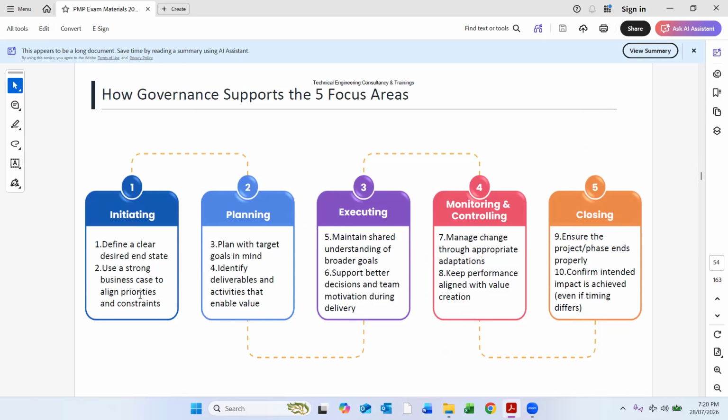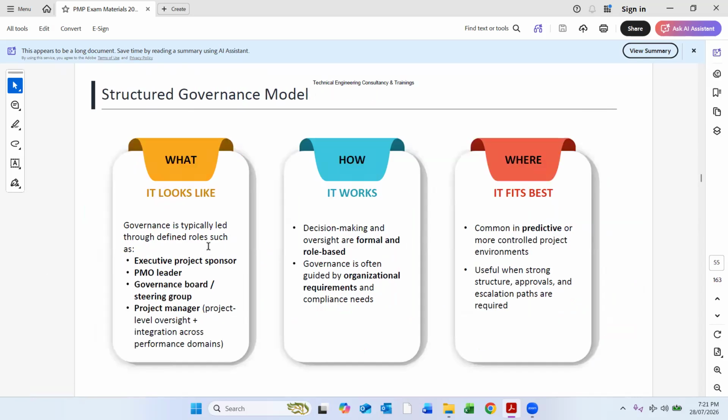Okay, and there should be key performance aligned with value creation. So value creation is important, and then we close the project phase and confirm internal impact is achieved even if timing differs. So we should implement that, the value is delivered. And the project phase ends at that time. So that is called closing focus area.